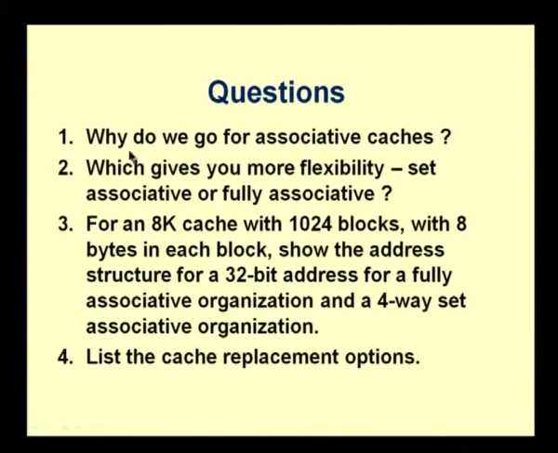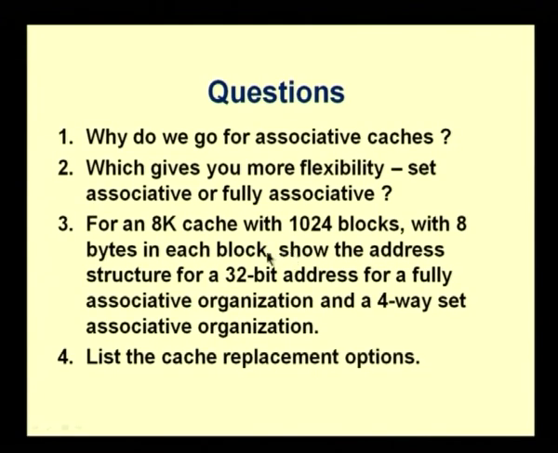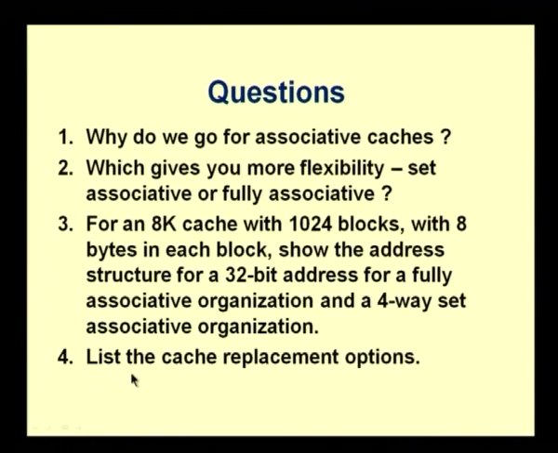So, questions to go over the material today. Question number 1, why do we go for associative caches? Question number 2, which gives you more flexibility, set associative or fully associative? Question number 3, for an 8K cache with 1024 blocks with 8 bytes in each block, show the address structure for a 32-bit address for a fully associative organization and a 4-way set associative organization. So, you will have to give which are the bits that will be used for the tag field, which are the bits that are used for the set field and so on. Question number 4, list the cache replacement options.